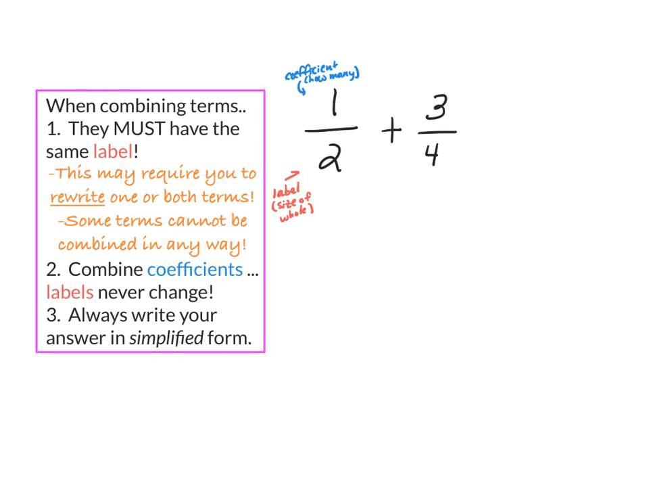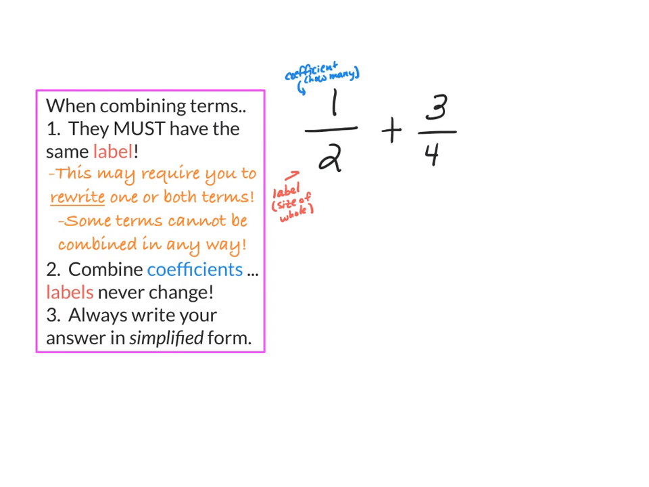Before we move on to our next example involving radicals, it's important to remind ourselves of something we know about combining like terms. So here I have an example of a fraction, and something that's important about a fraction is we can see the denominator of the fraction is the label of this term. It's the size of the original whole. And the top, the numerator, is the coefficient. It tells us how many of this size piece we have. So I have one of this size piece.